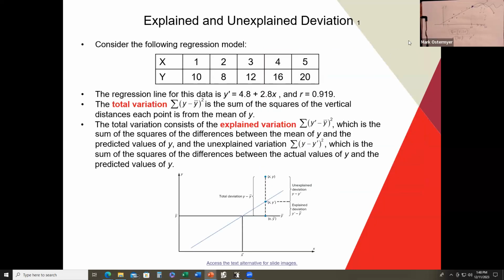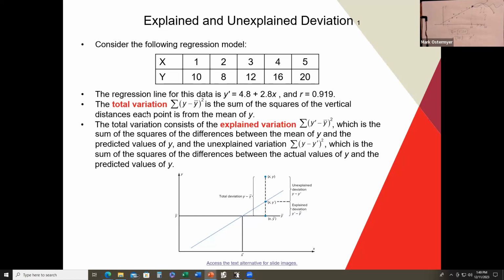Okay. All right. Suppose we have this simple linear regression model here. Here's our ordered pair data set. And we do linear regression on it. And we get a linear equation, which is y prime equals 4.8 plus 2.8x. And notice the correlation coefficient R is 0.919, which suggests we have a very strong linear direct correlation between x and y.